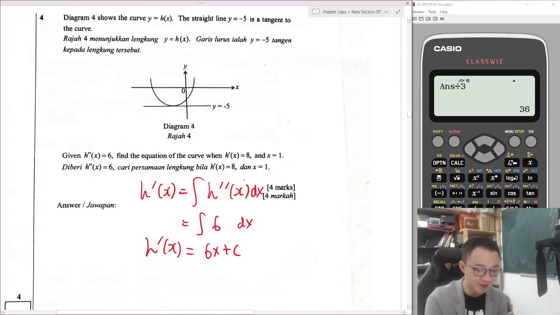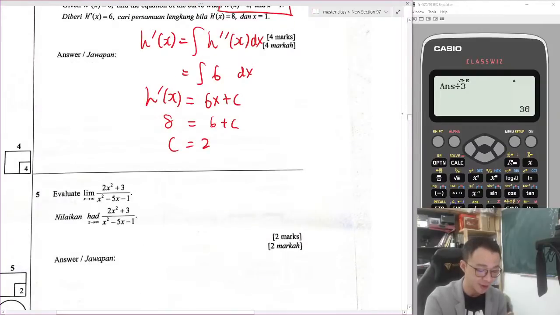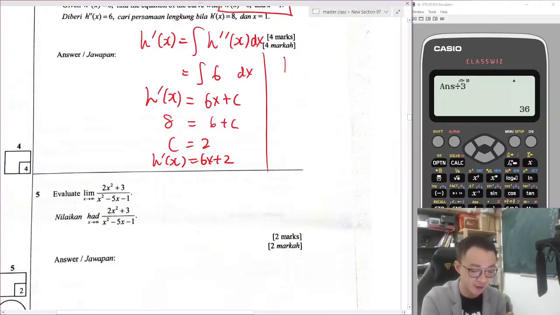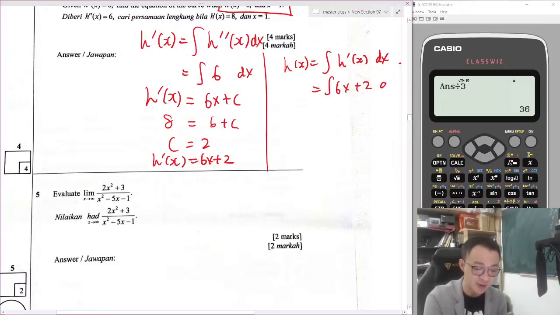So this is the reason why they give us this information, to help us find the c, which is h prime x equals 8, x equals 1, c equals 2. Alright, then I will sub into here. So h prime x equals 6x plus 2. In order to get the equation of the curve, we need to get hx, we need to integrate h prime x dx. So therefore, I will integrate 6x plus 2 dx.